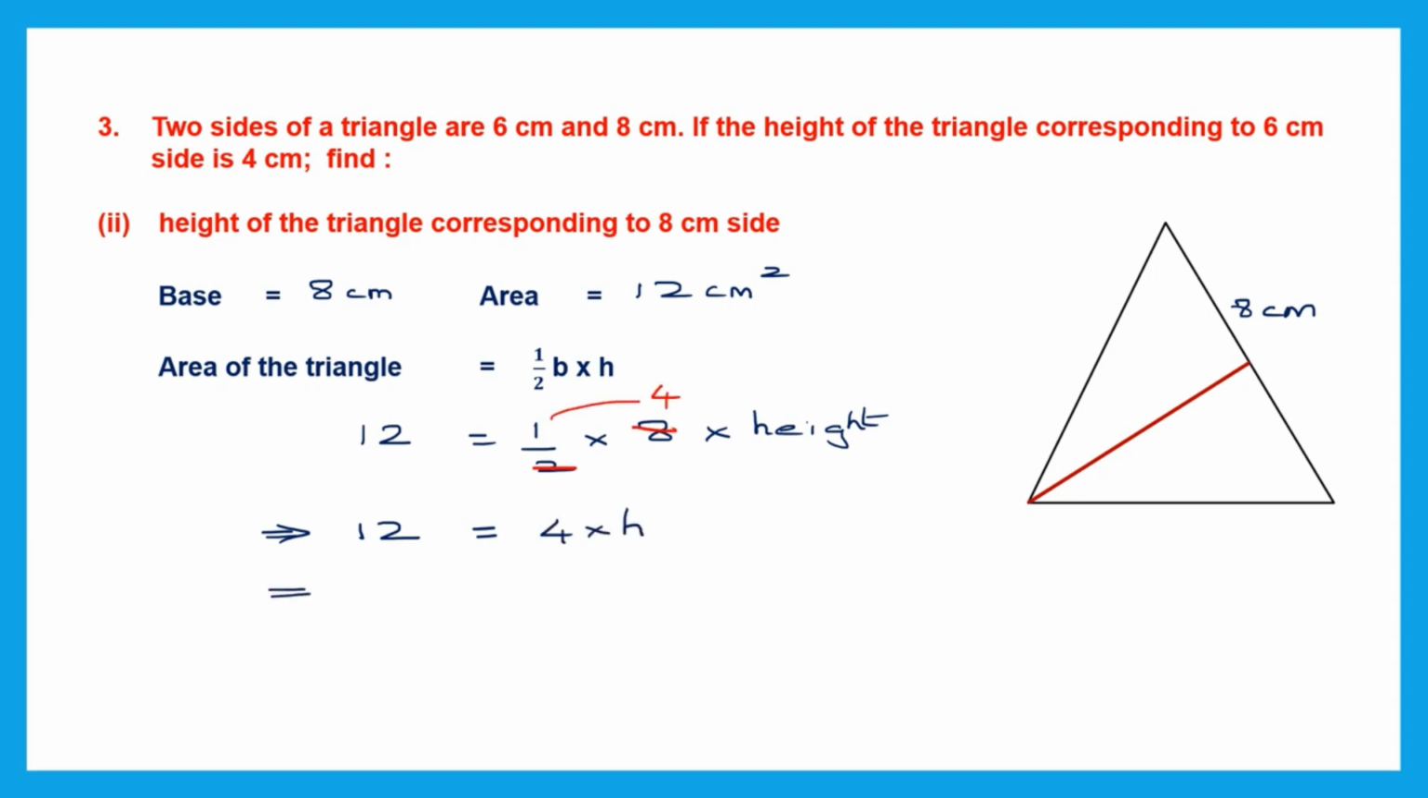Now to find the height, we say height is equal to 12 divided by 4, because we have transposed the 4 from here to the other side, which is multiplication here. So it became division. Now 4 3s are 12. That means the height here is 3 centimeters. So this is our answer. The height is 3 centimeters.